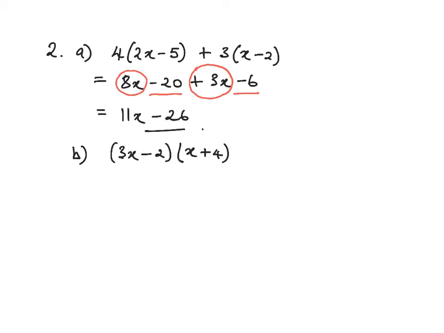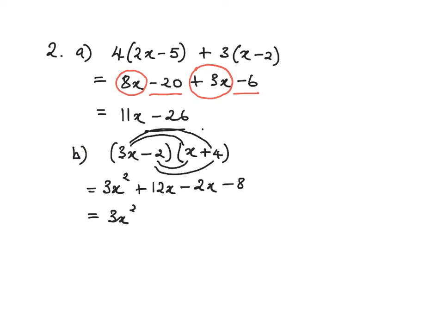3x times x is 3x squared. 3x times plus 4 is plus 12x. Then we have a minus 2x, and we have a minus 8. 3x squared, now, plus 12x, take away 2x is plus 10x, and then minus 8.